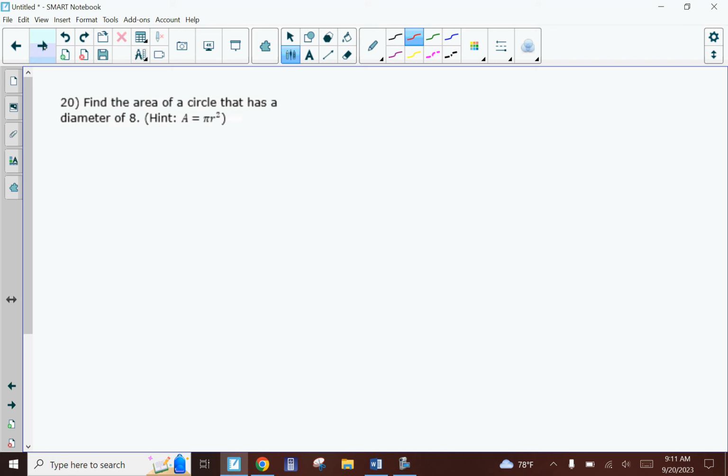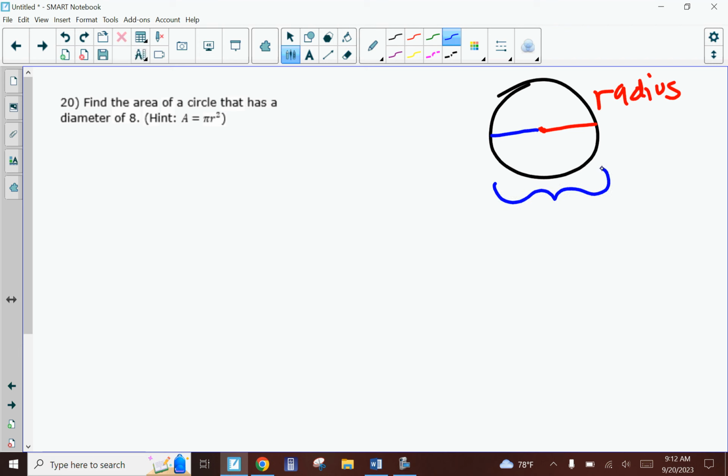Okay, next, a little bit of geometry review. You've got to know your circle stuff. If you have a circle, the line that goes from the center to the circle, we call that the radius. Now, if we were to put a second radius going across this way, all the way across the circle is called the diameter. To find the area of a circle, we use this formula: A equals pi r squared.